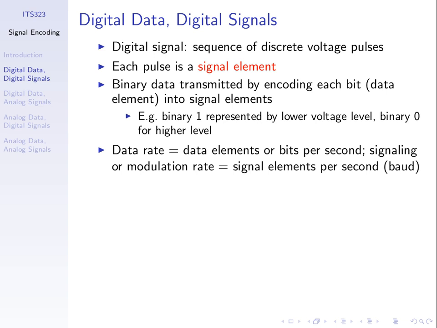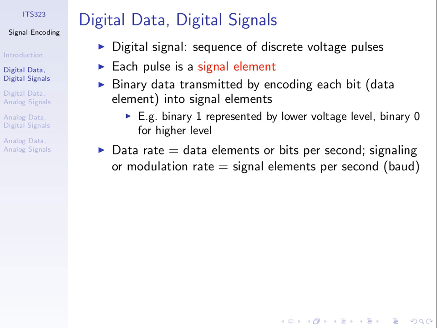So a digital signal is a sequence of voltage pulses. We can refer to a pulse as a signal element. And we've mentioned this before, a signal element, and we encode our data element into signal elements. We map the digital data into some signal element. The way that we perform that mapping is called a signal encoding technique.